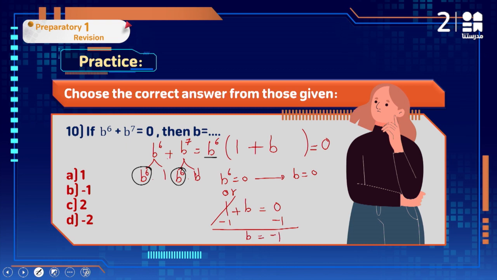Let's have a look at the choices. Is 0 written? No, it's not. Is negative 1 written? Yes. Here, b equals negative 1. So the correct answer is negative 1.